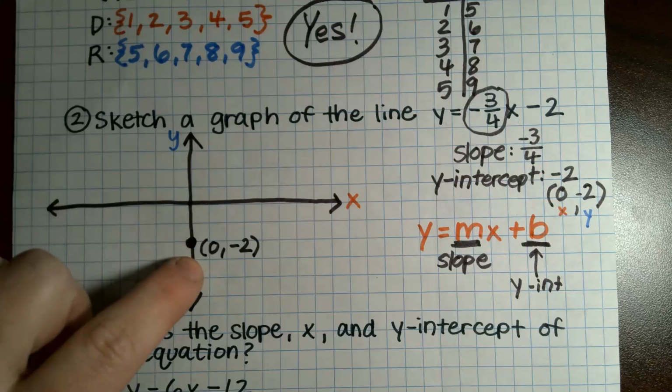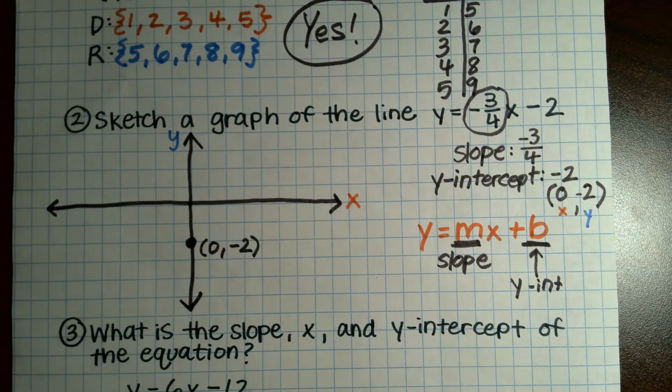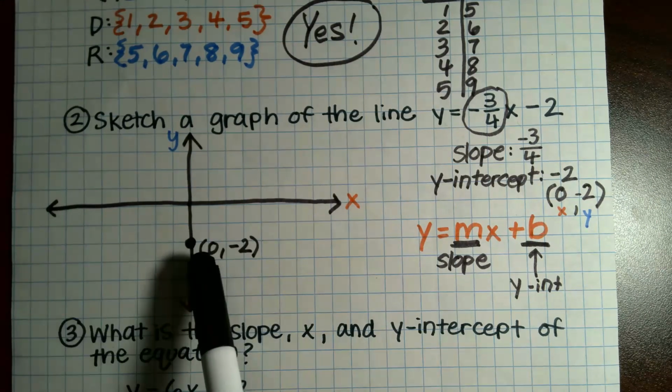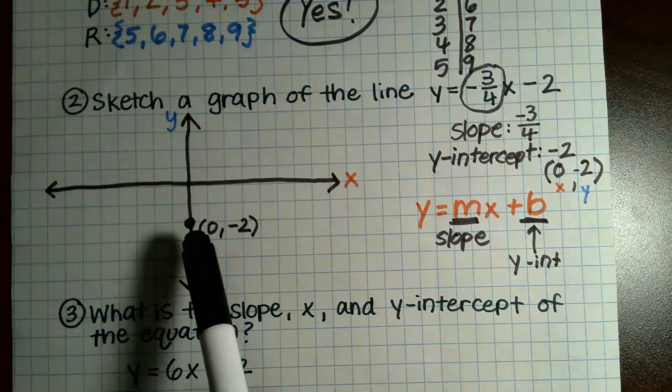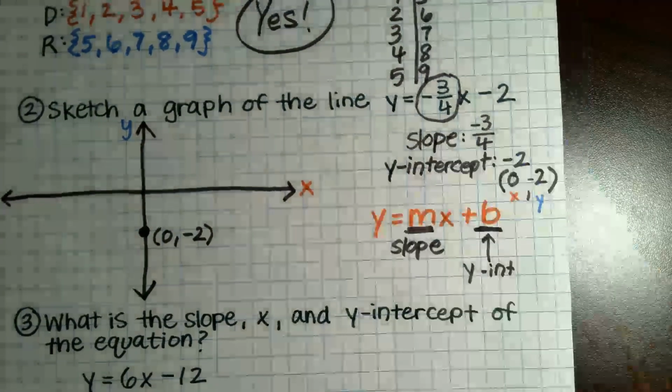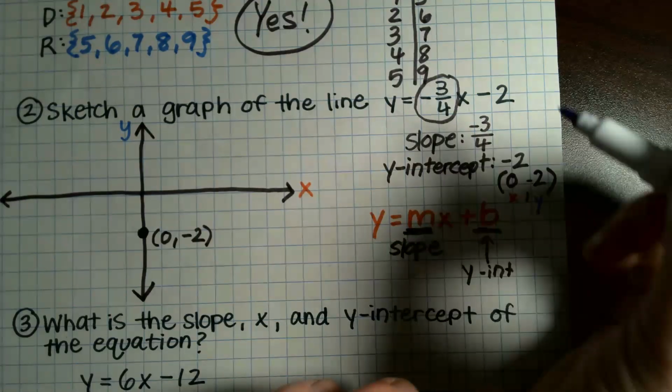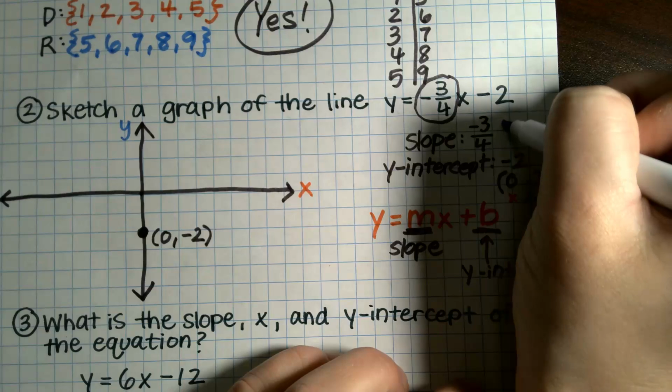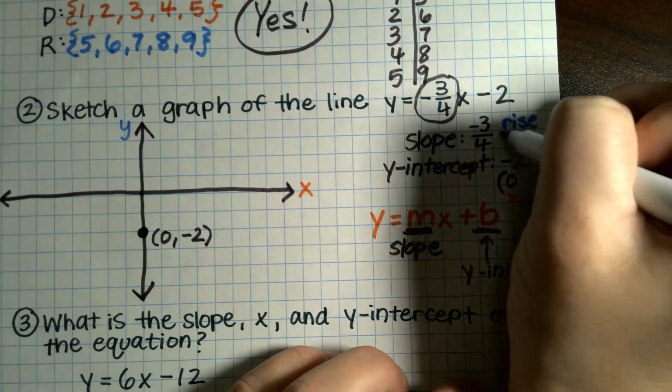So I'm just doing this for your reference. Okay. All right, now we have our y-intercept. What do we do now? We're going to do the -3/4. Yes, we are going to use our slope, rise over run. So remember, slope is rise over run.